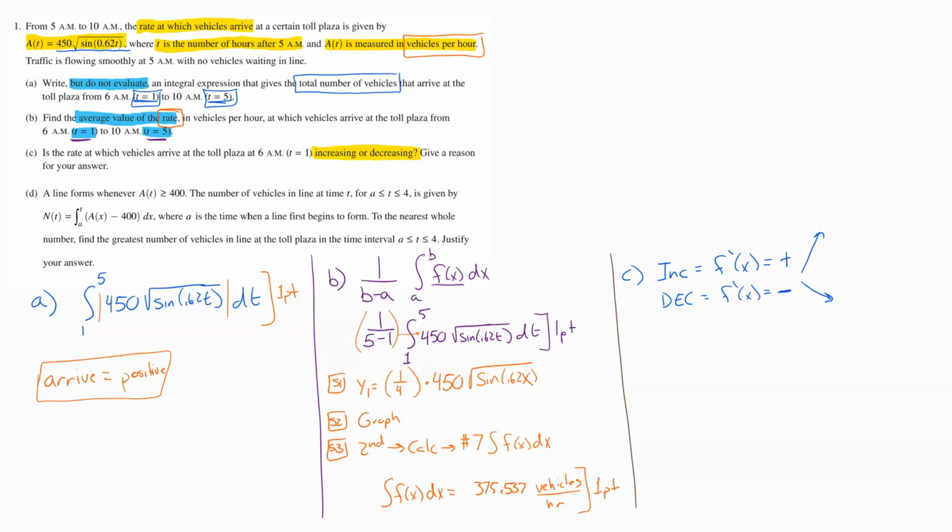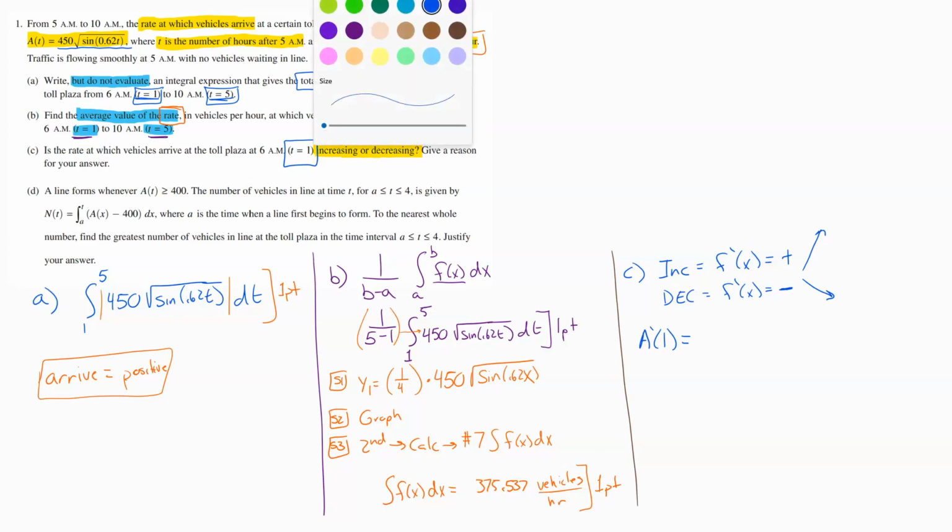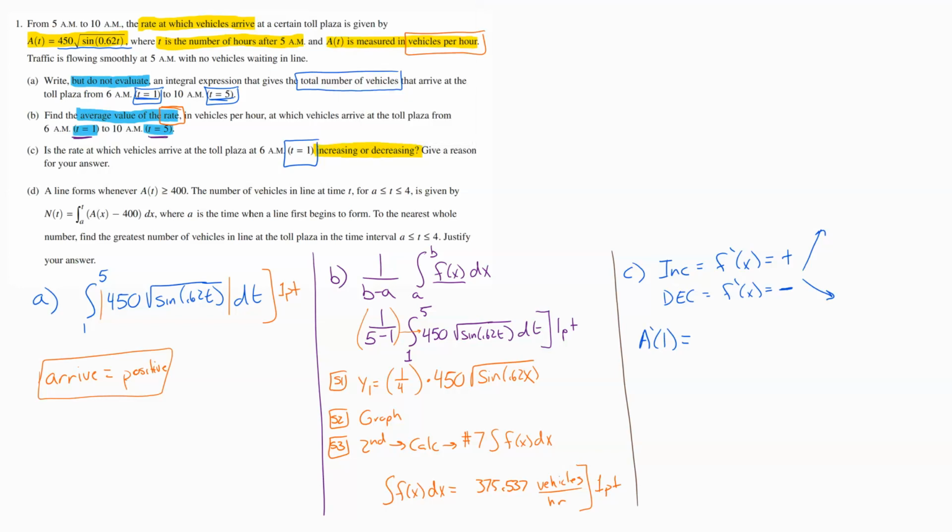So what we want to know specifically right now is what's happening at 1. And so on this problem, what we're trying to find out is what does a prime of 1 equal? And they're not asking us for the amount it's increasing or decreasing. We just need to know if it's increasing or decreasing. Well, again, the beautiful part about this is that this is the calculator required section. So to find our derivative value, we just need to use our calculator again.